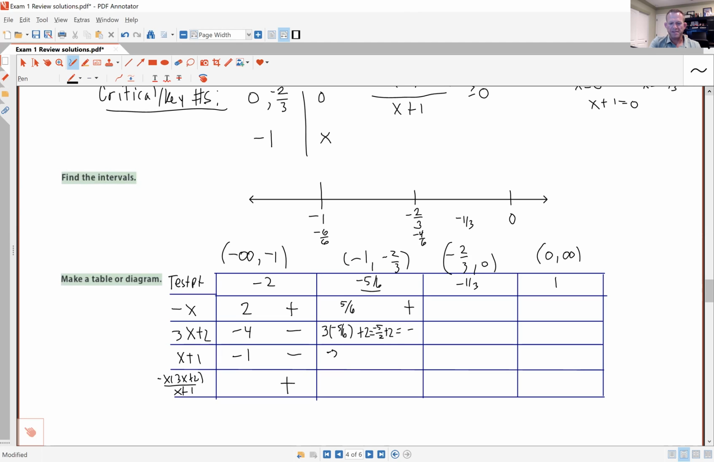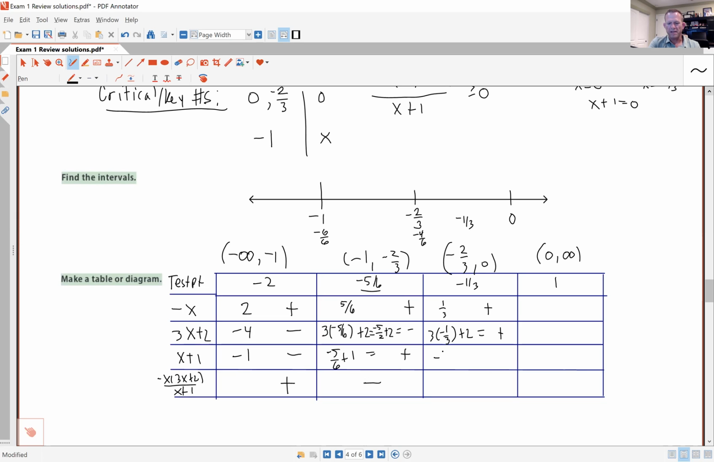Negative 5/6 plus 1, that's going to be a positive. So positive, negative, and a positive is negative. Negative 1/3, the opposite of negative 1/3 is positive 1/3, which is positive. 3 times negative 1/3 is negative 1 plus 2 is positive.